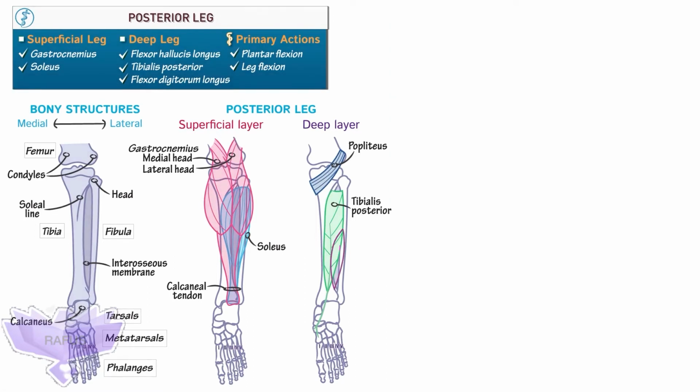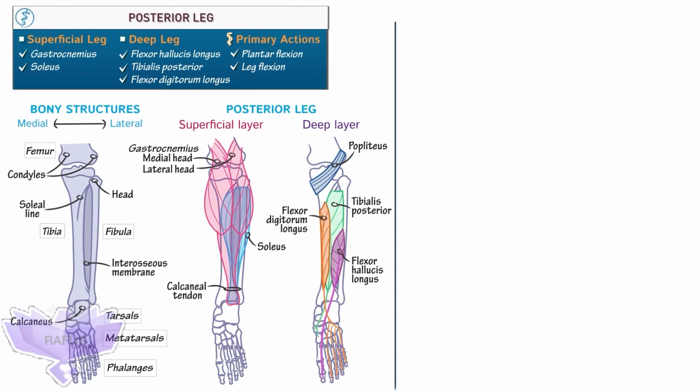Lateral to tibialis posterior, and partly overlying it, draw flexor hallucis longus, which arises from the fibula, specifically the distal 2/3, and the interosseous membrane, and inserts on the base of the distal phalanx of digit 1. Remember, hallucis refers to the big toe. Medial to tibialis posterior, draw flexor digitorum longus, which arises from the mid-tibial shaft, and inserts on the distal phalanges of digits 2 through 4.